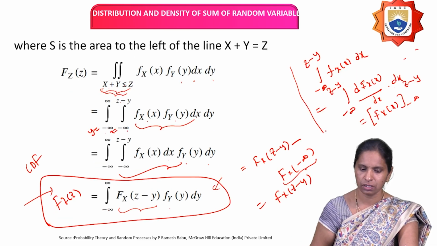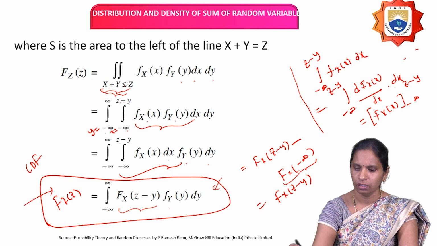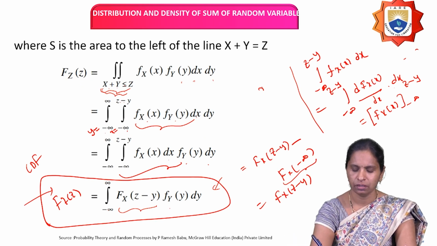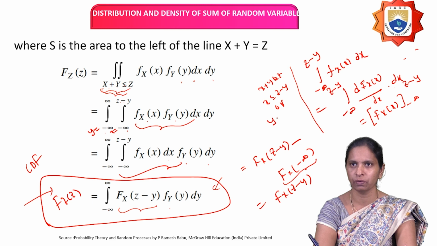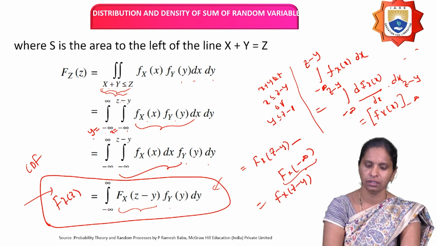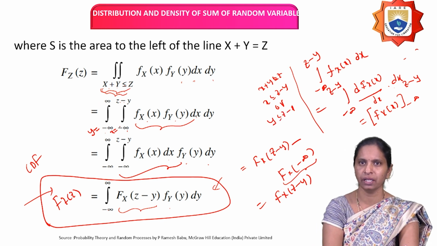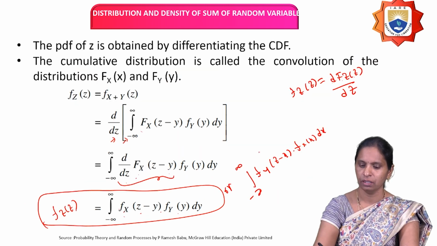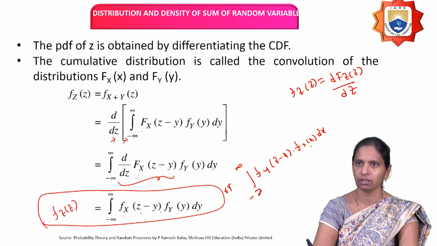You can also write this, because here x plus y is equal to z. So x plus y equal to z means x is less than or equal to z minus y, or else you can substitute y less than or equal to z minus x. If x is from minus infinity to z minus y, or one more way: if x is from minus infinity, y is from minus infinity to z minus x. Then you will get this expression: f_Y(z minus x) times f_X(x) dx.